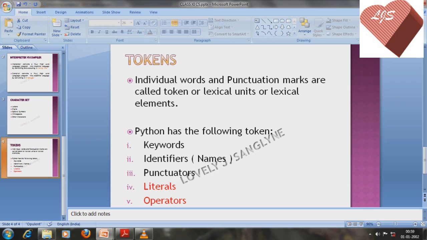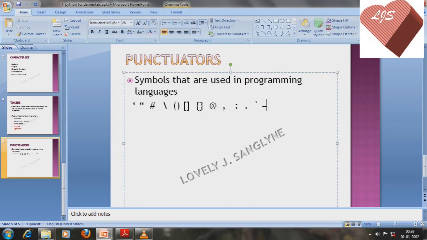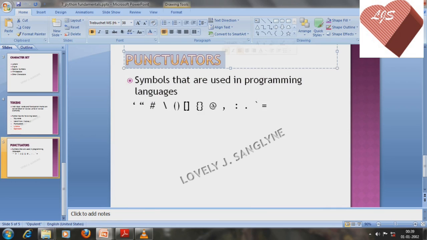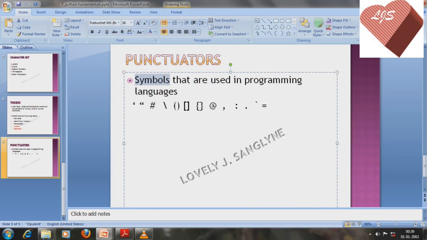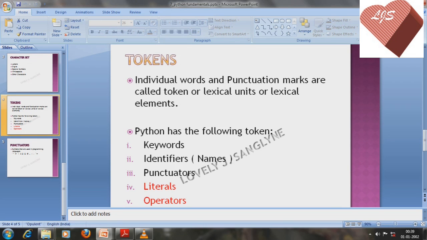So now let us have a look at the punctuators. Punctuators are symbols that are used in programming languages. So while learning Python, we need symbols such as these given here on the screen. There are also symbols on the keyboard which you can use. And these symbols are given in the form of character sets. So remember that punctuators are the symbols that we can use in the Python programming language that we are learning in this video.